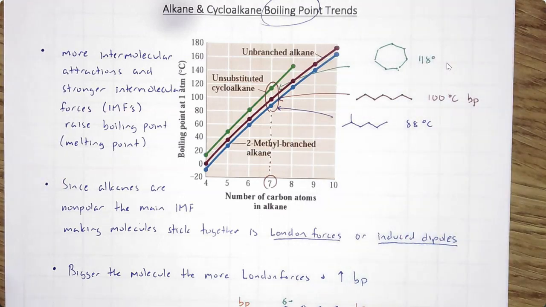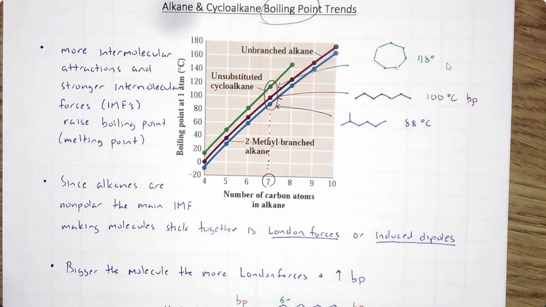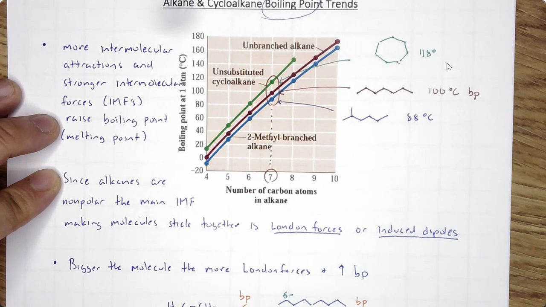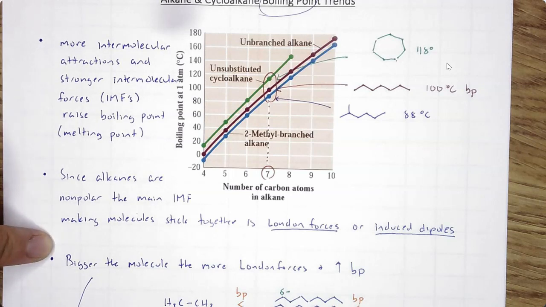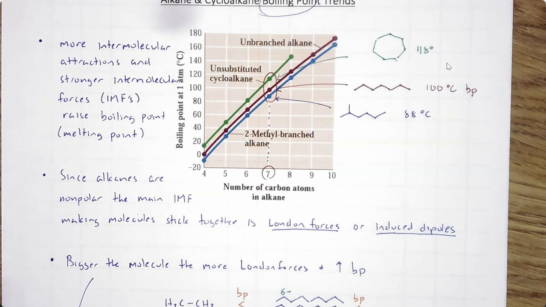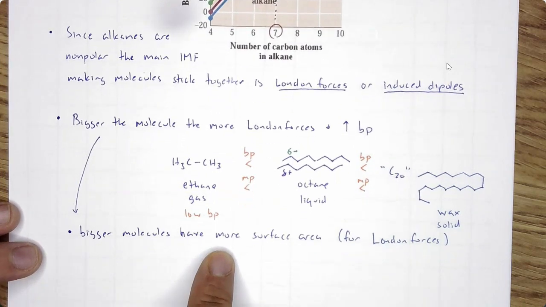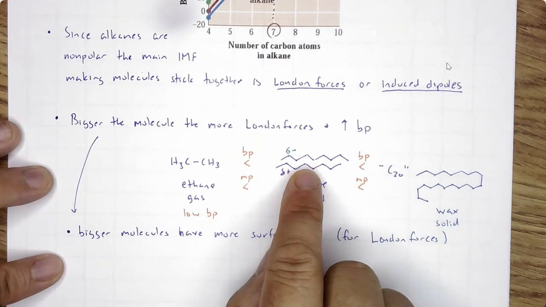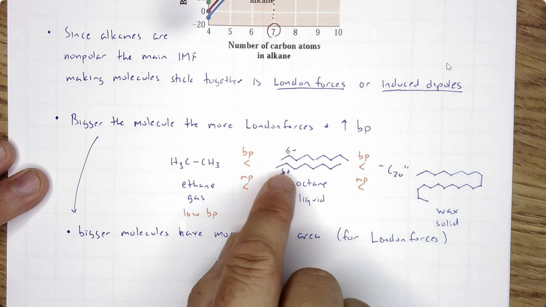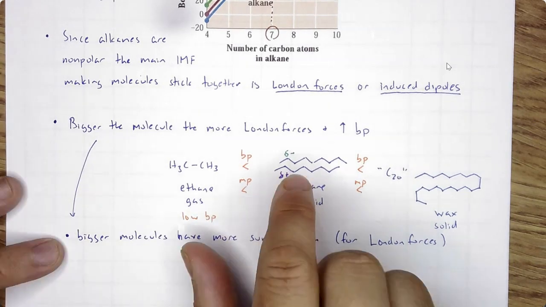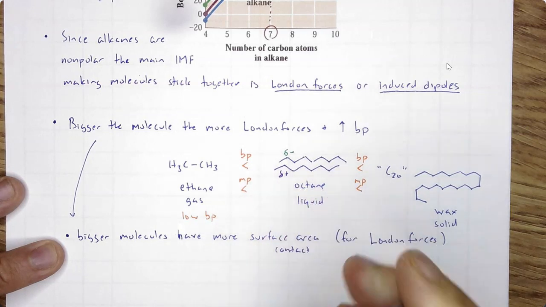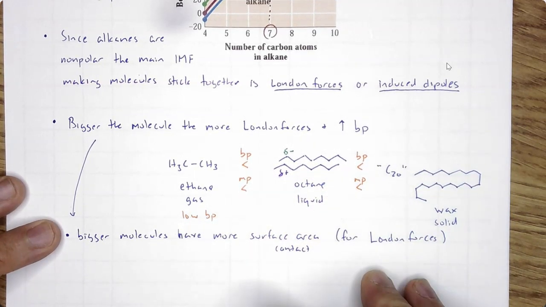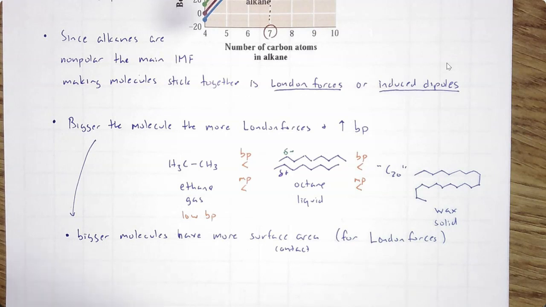And honestly, I definitely forgot one more bullet point. Let me add that right now. Well, what I really meant to add to this bullet point is the bigger the molecule, the more surface area it has. And so I kind of described it here. There's a lot of surface area contact between these two molecules. And the more surface area you have, the more chances you have for London forces. The more London forces you have, the stickier the molecules are, the higher the boiling point.